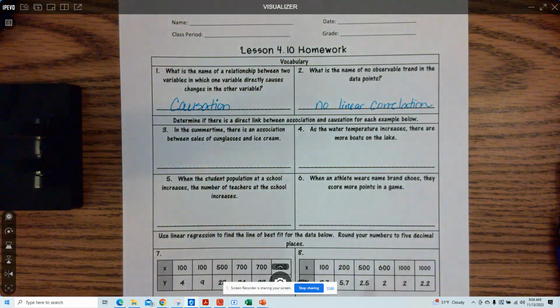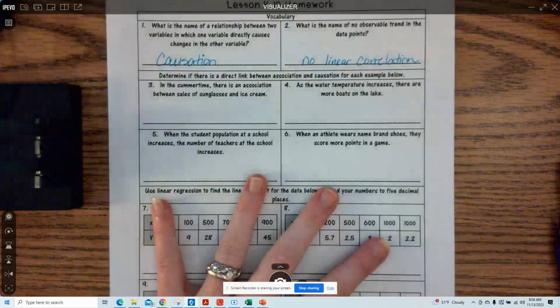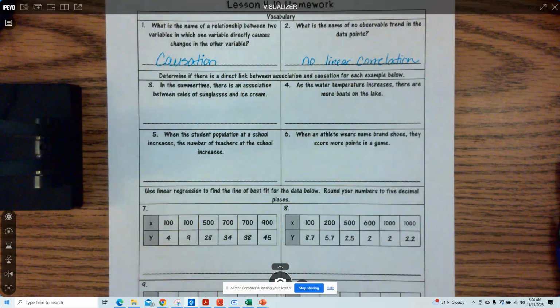Okay, so association and causation. If they're associated, it's just a trend. It typically happens. Causation is, again, one event directly causes the other to happen, meaning if this thing happens, then everybody or everything has to do this.